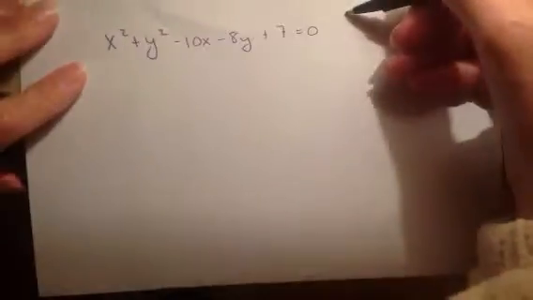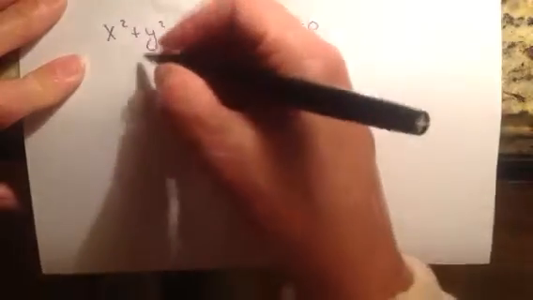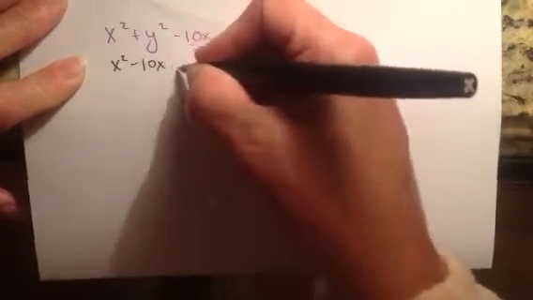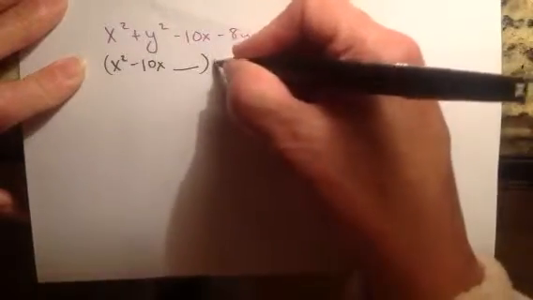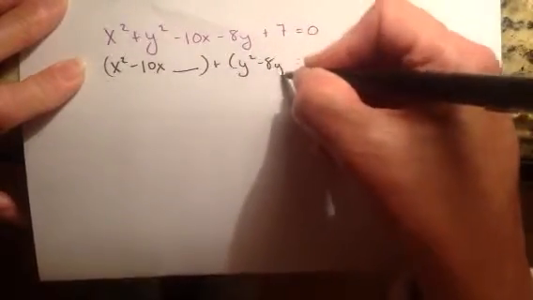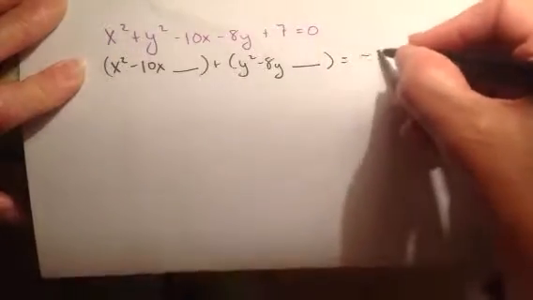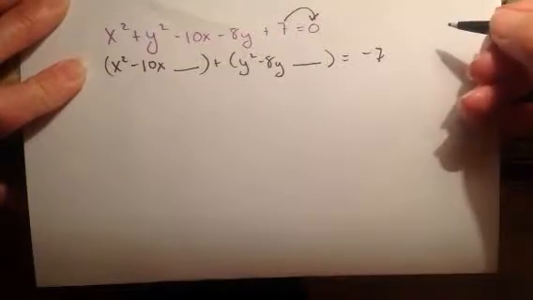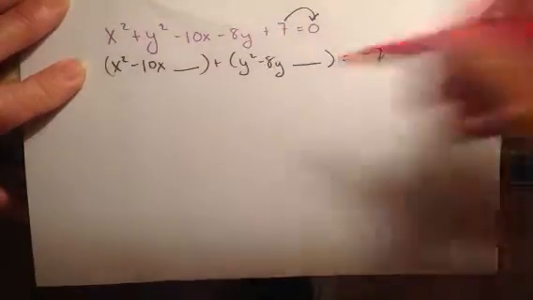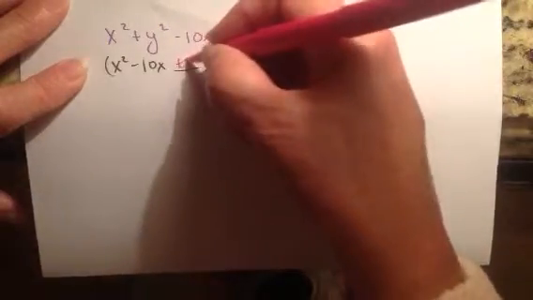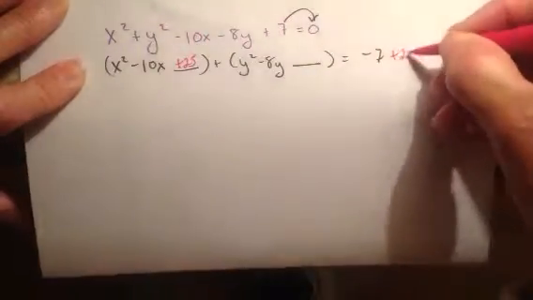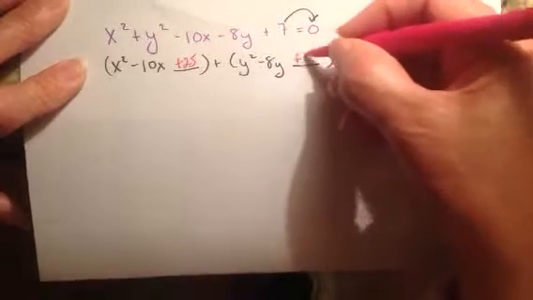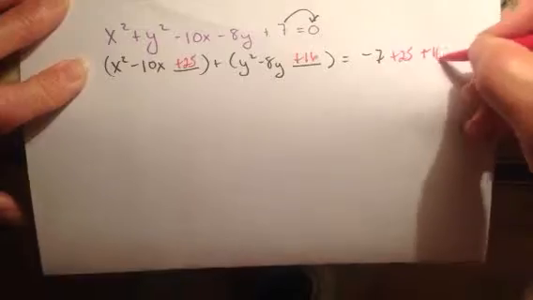Okay. So I'm going to combine my x's together. So I'm going to have x squared minus 10x, and then leave a space. And then y squared minus 8y, leave a space, equals negative 7. Remember to move that constant term over to the other side. So half of my b term, so negative 5 squared, I'm going to add 25 and add 25. Half of my b term here, I'm going to add 16, add 16.